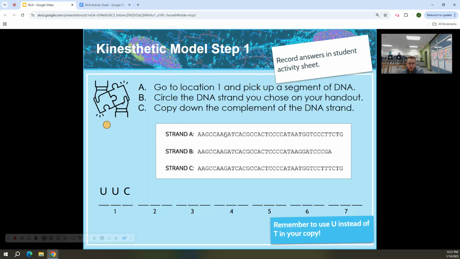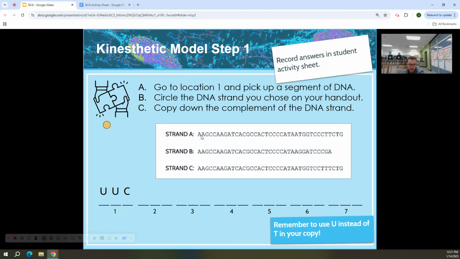And remember that complement does not mean the copy. I'm not saying copy down this exact strand, copy down the complement of it. And then this note down here is extremely important. So remember to use U instead of T. So for example, if I start with strand A, it would be U, U, C, right?